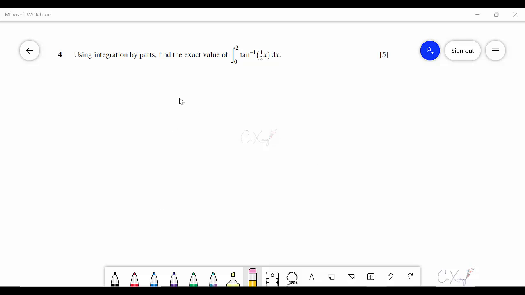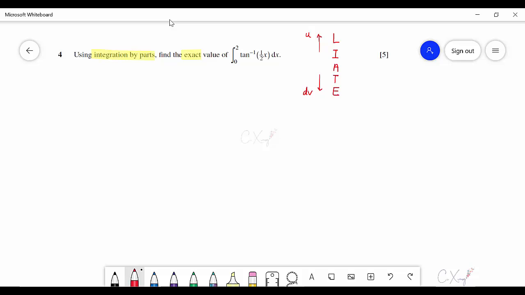Okay, so question number 4. They want you to do the integration by using the rules for integration by parts. Find the exact value for this integration. They already tell you very clearly that they want you to use integration by parts. Generally you need to decide which one is your u and which one is your dv. We are having the rule LIATE, right? Going upwards it will be the u, going downwards it will be the dv.